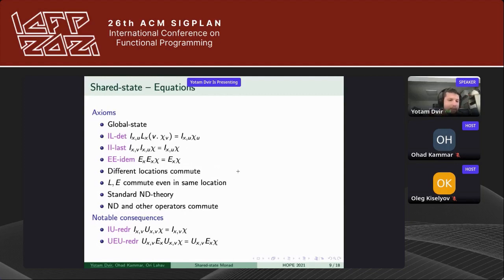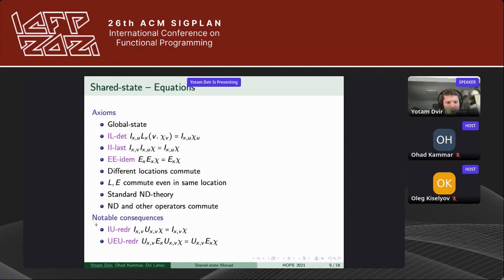We also state that different locations commute, though in particular, lookup and expose commute even in the same location, because when I look up or someone else looks up, the state doesn't change. So it doesn't matter in which order this happens. And we also include the standard non-deterministic theory so that the sum operator really does behave like a non-deterministic choice. And we say that non-determinism and other operators commute as well.